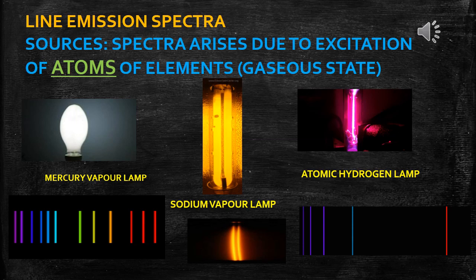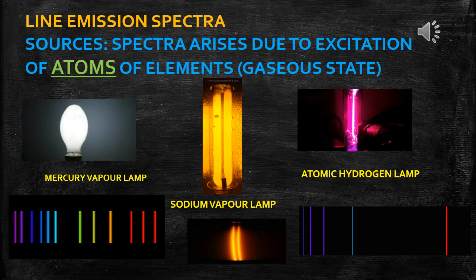Mercury vapor lamp is a heterogeneous source of light. That's why all the 7 colors appear in the form of spectral lines. Sodium vapor lamp is a monochromatic light. That's why the 2 spectral colors are appearing in the form of lines. They are called D1 and D2 lines.